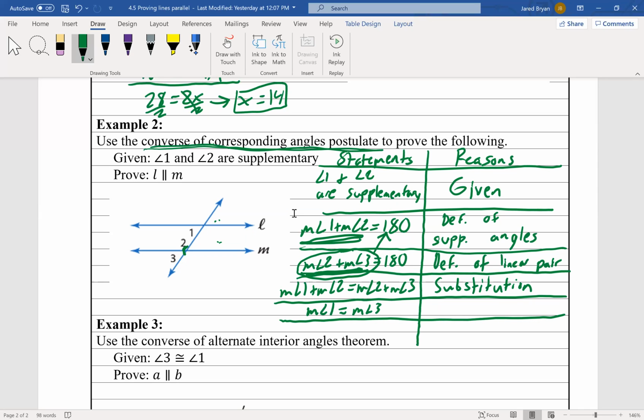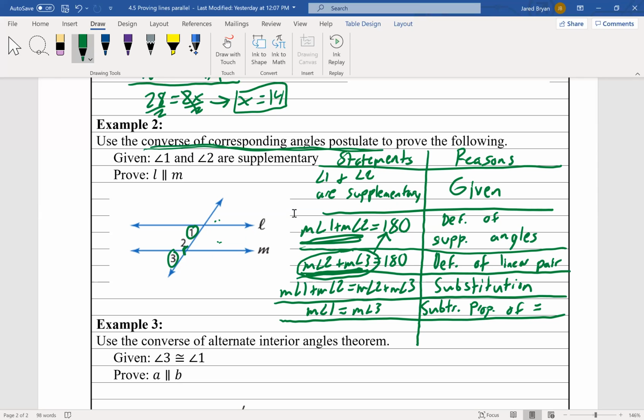Okay, and now we've hit what we were trying to hit. We've shown that angle 1 equals angle 3. And what was my reason for that last step? Well, remember, I subtracted something from both sides of the equation, even though it was a whole angle measure. So since I subtracted something from both sides, that would be the subtraction property of equality.